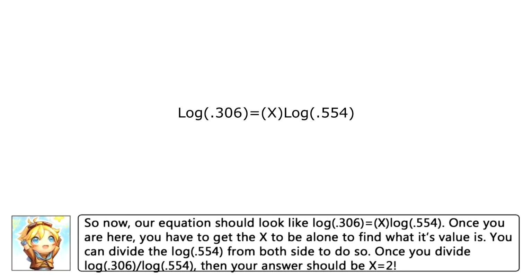Once you're here, you have to get the x to be alone to find what its value is. You can divide the log of 0.554 from both sides to do so. Once you divide log of 0.306 by the log of 0.554, then your answer should be x equals 2.